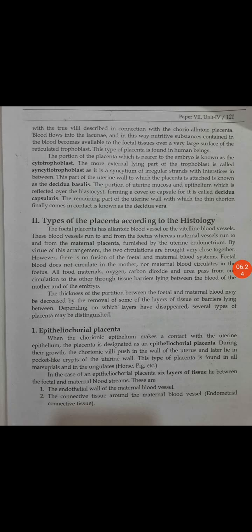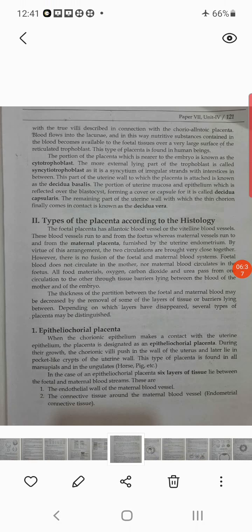So in this way, the types of placenta according to the nature of fetal membrane taking part are, number one, choriovitelline, that is yolk sac placenta, then chorioallantoic placenta, and then chorionic placenta. These three types are there.